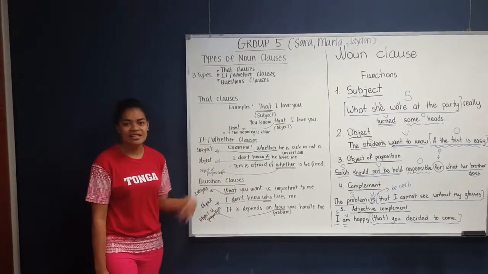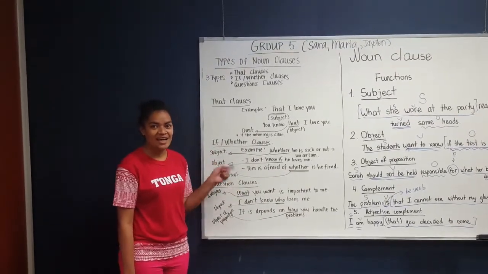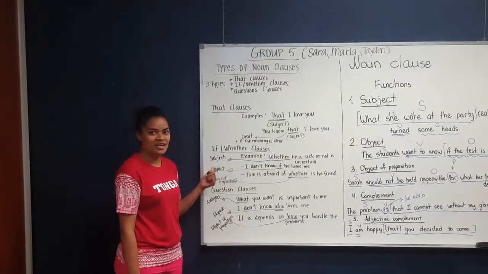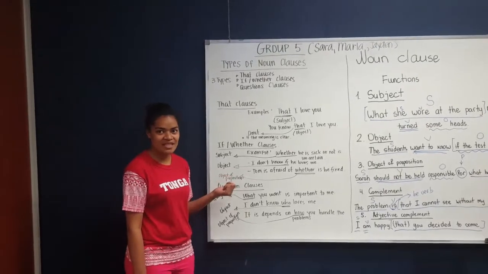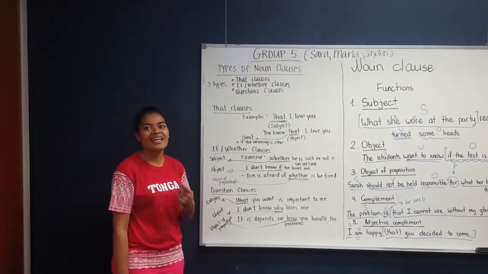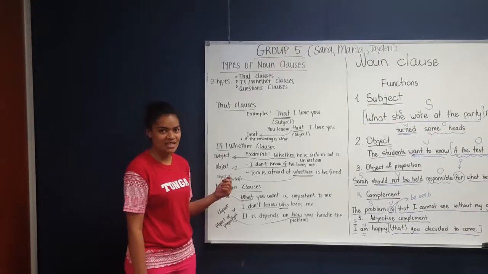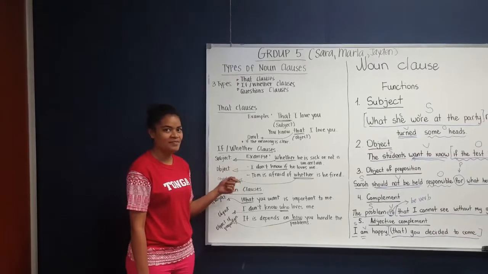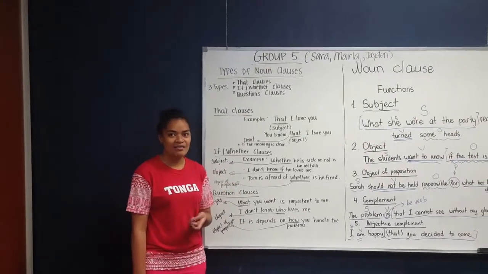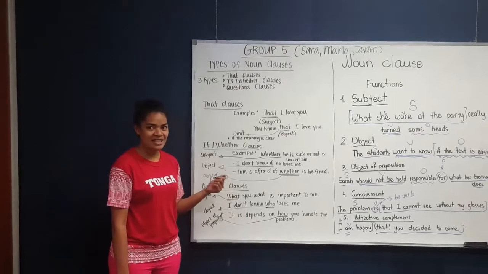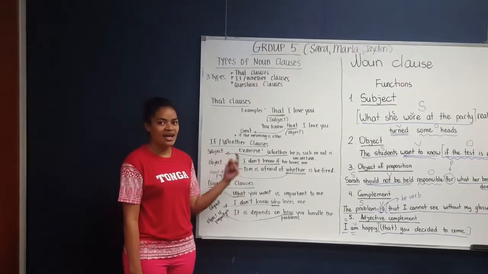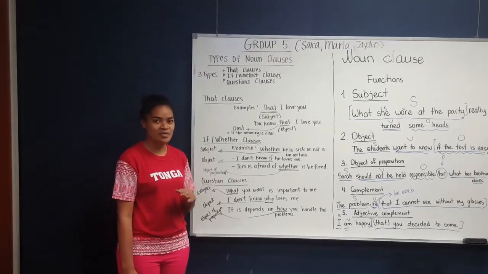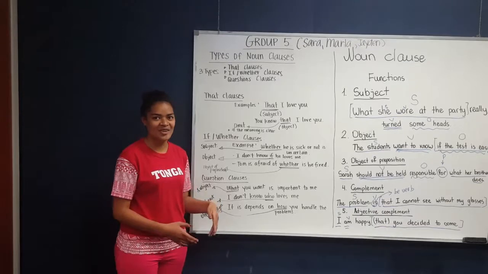Types of noun clauses. There are three types of noun clauses: the that clauses, if/whether clauses, and question clauses. I will start with that clauses. That clauses emphasize subjunctive noun clauses and sentences beginning with it. That clauses are dependent noun clauses that begin with that. For example, that I love you is certain. That in that sentence is a subject. Another example for that clauses: you know that I love you, where the clause is an object as a noun clause.